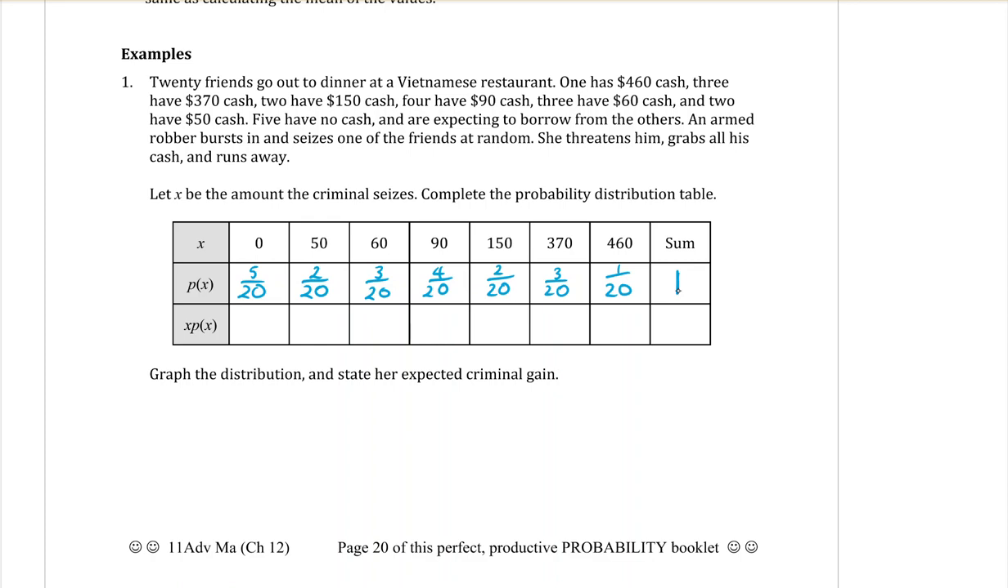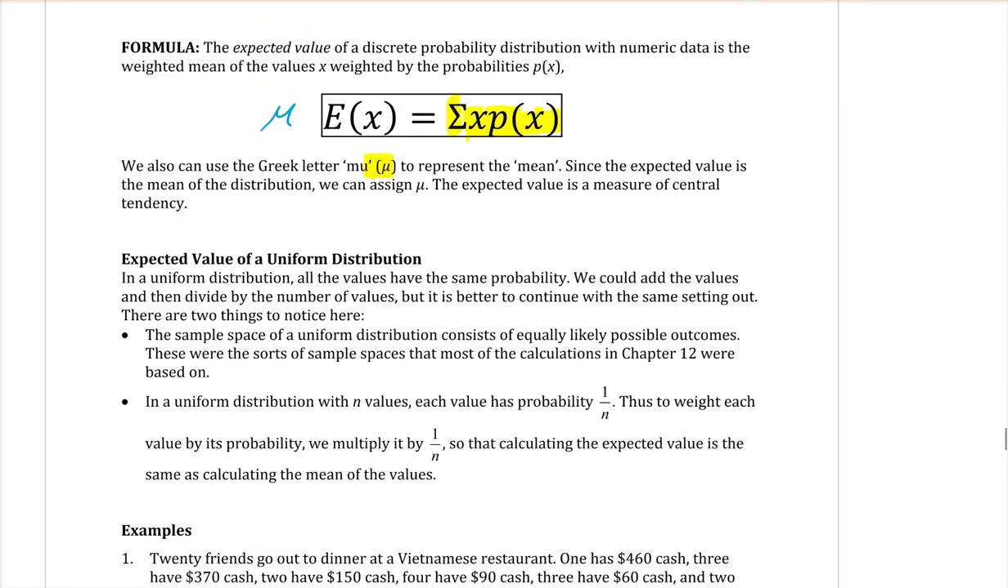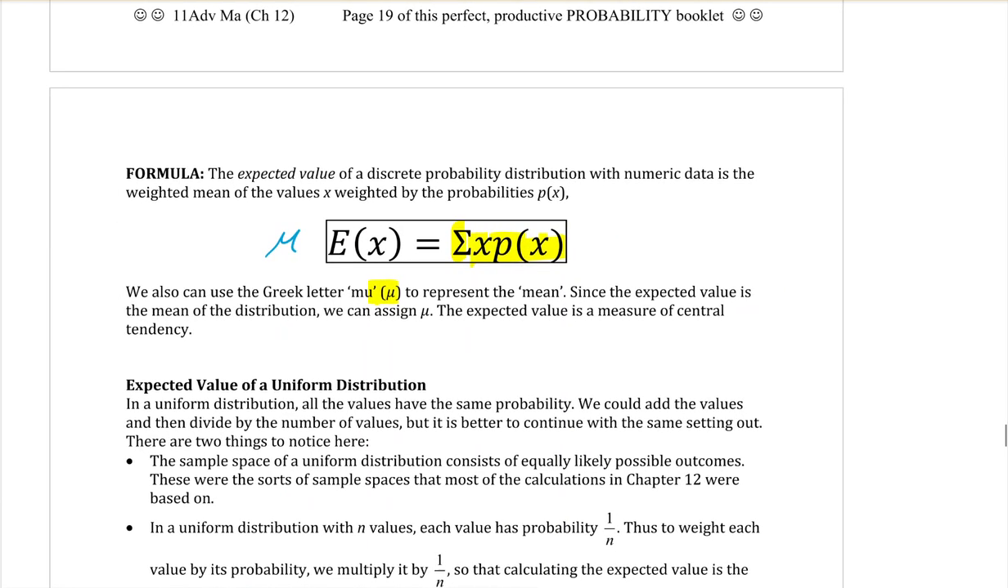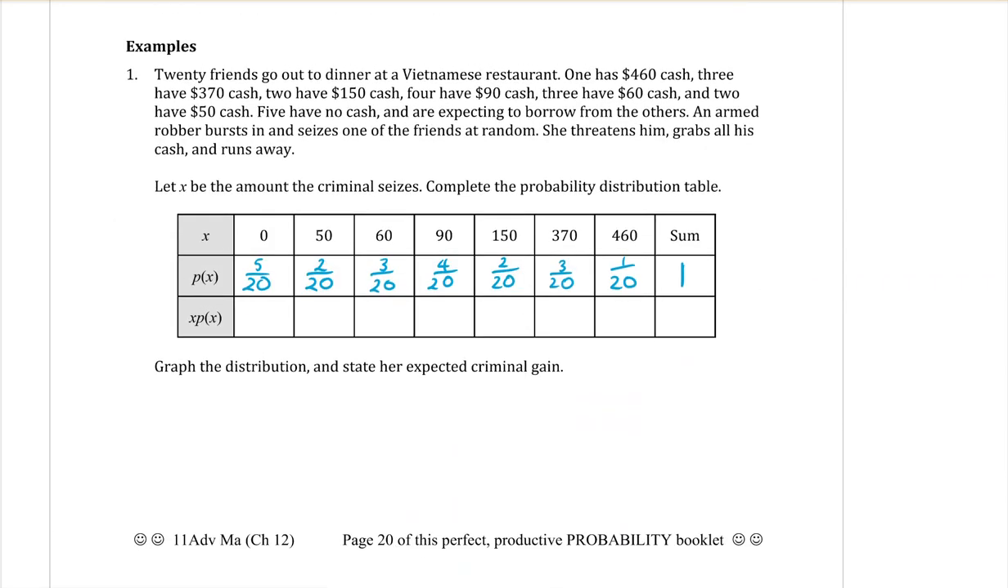Okay, now that is very similar to the tables that we were looking at in the first exercise. This one, because we're trying to find an expected value, we have this extra row that we introduced. This is the x times p of x. Remember that to find the expected value, there it is, the sum of x times p of x. So, x times p of x is 0, the p of x is 5 over 20. I'm multiplying that with that. 0 times 5 over 20 is 0.